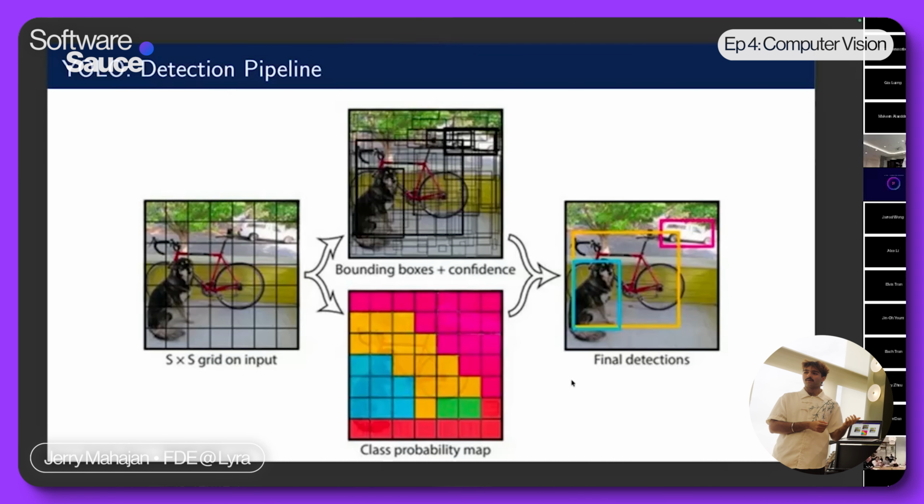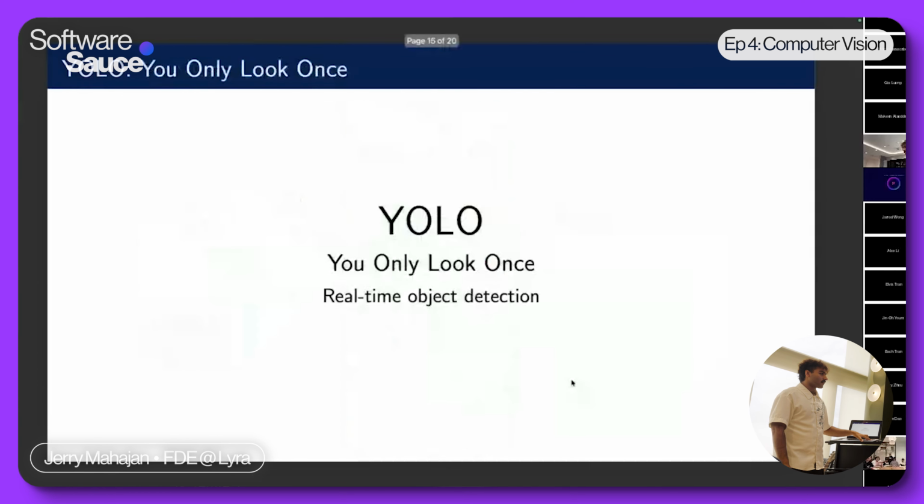Or if you've seen at an airport when people are walking past, sometimes they have boxes around different people. Or if you're an evil government surveillance agency and you want to monitor your people, you can also use this. So how does this work?